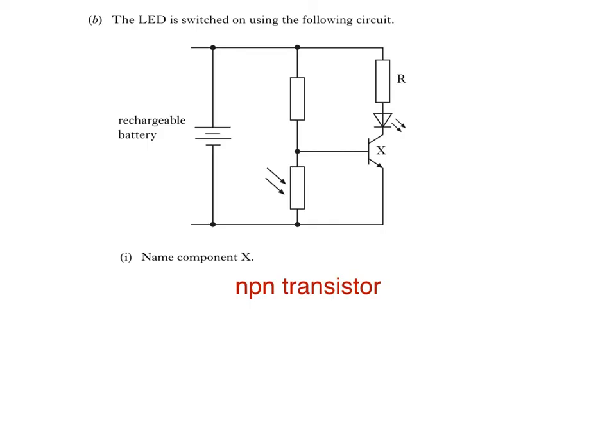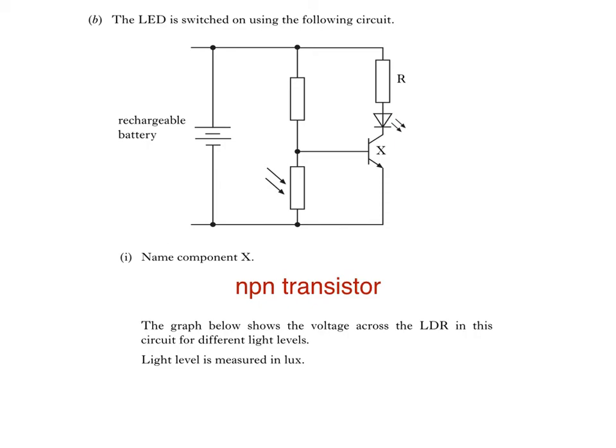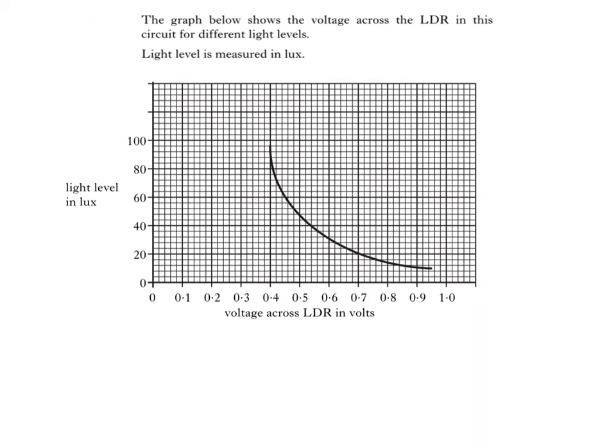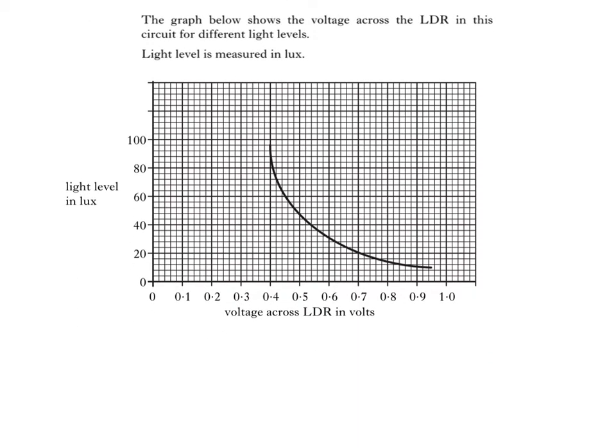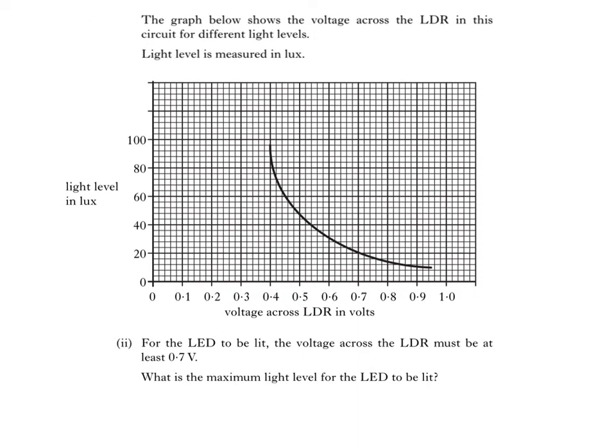The next part of the question says, the graph below shows the voltage across the LDR in this circuit for different light levels. Light level is measured in lux. Well, it would certainly help if we could actually see the graph. Here we go. We're told in part 2 of the question, for the LED to be lit, the voltage across the LDR must be at least 0.7 volts. What's the maximum light level for the LED to be lit?